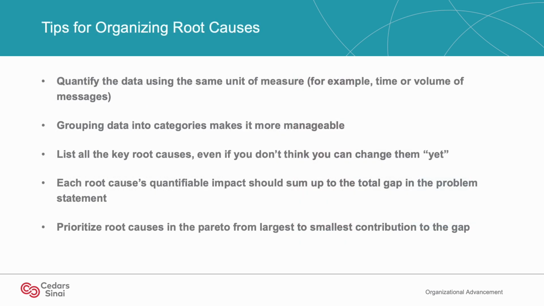A few tips on how to best organize root causes include: quantify the data using the same unit of measure. Grouping data into categories makes it more manageable. List all the key root causes, even if you don't think you can change them. Ensure that each root cause's quantifiable impact sums up to the total gap in the problem statement. And lastly, prioritize root causes in the Pareto from the largest to smallest contribution to the gap.